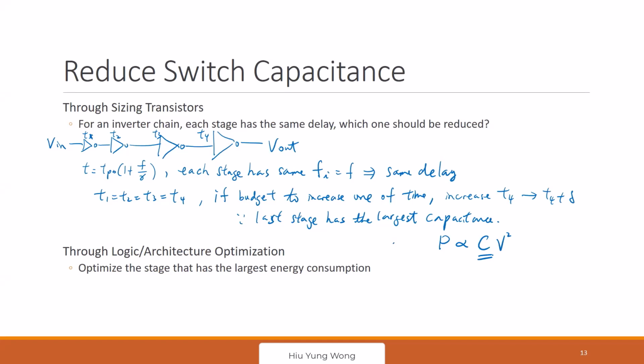Right? So basically, it is the same. This is a simple inverter chain. Same for other things. You want to optimize the stage that has the largest energy consumption. So same in your project, right? If you want to improve the energy consumption, think about which stage has the largest energy consumption. And usually it is the one that is driving the largest capacitive load. Any questions?